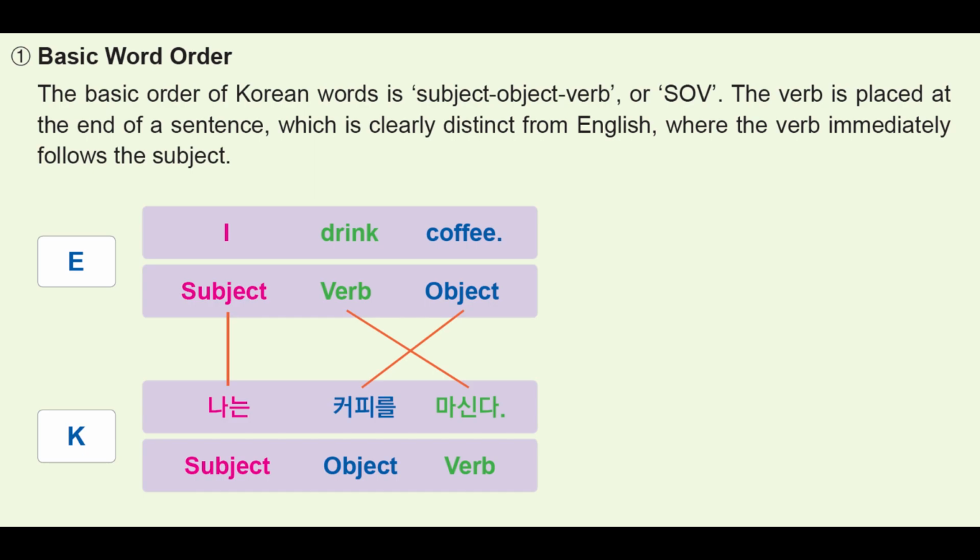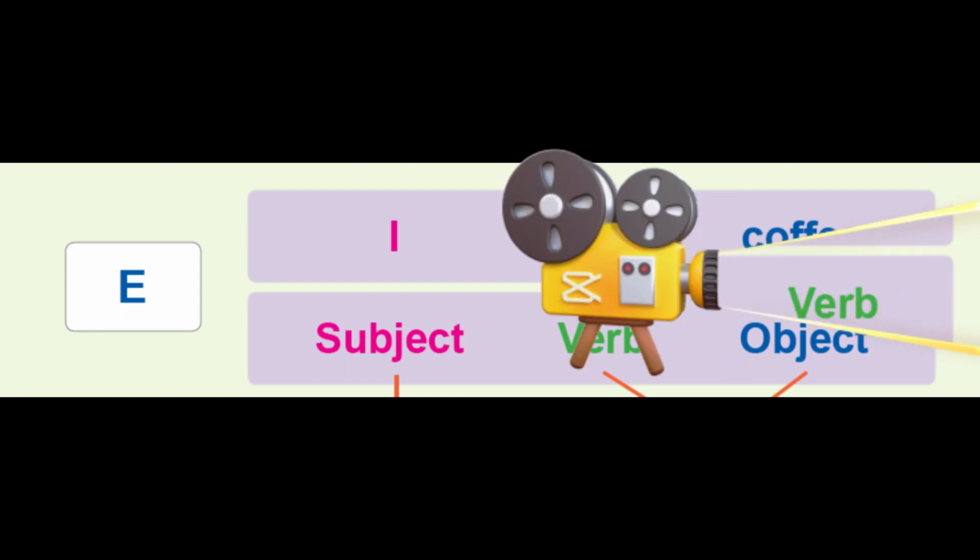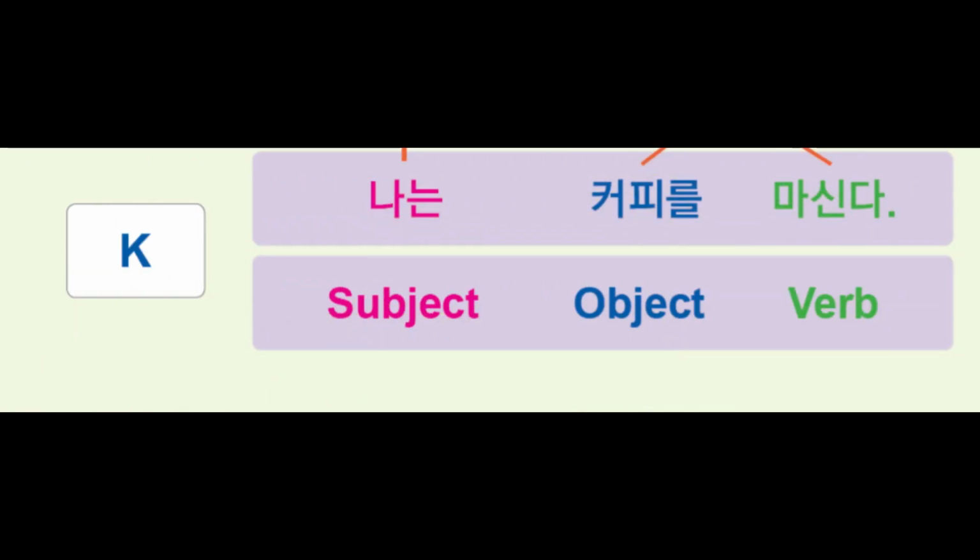Korean order is usually subject, object, verb, and English is usually subject, verb, object. In other words, Korean verbs are always at the end. Let's look at some examples. English, I drink coffee. Subject, verb, object. Korean, 나는 커피를 마신다. Subject, object, verb.